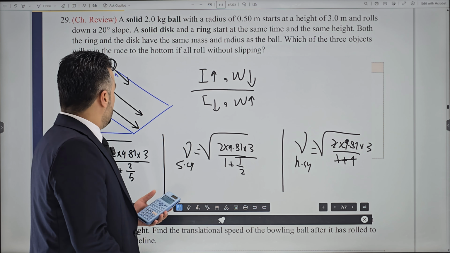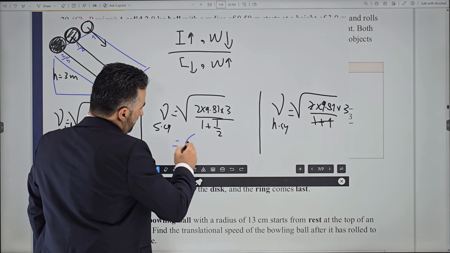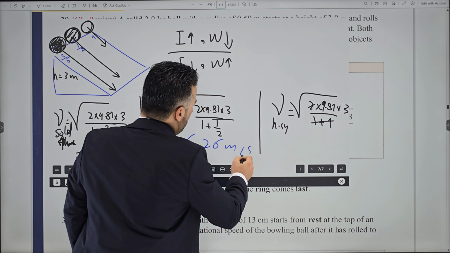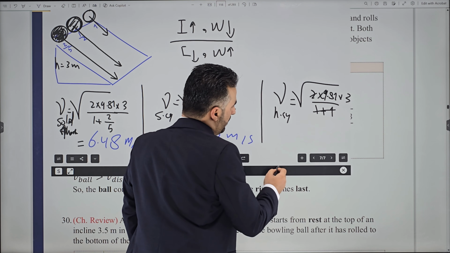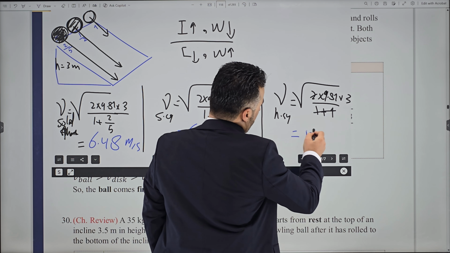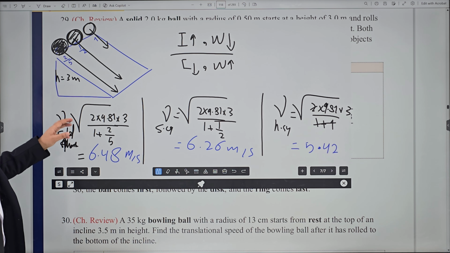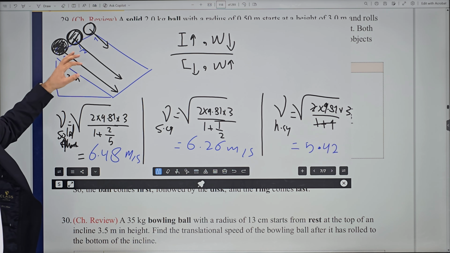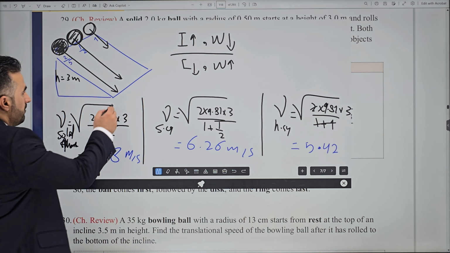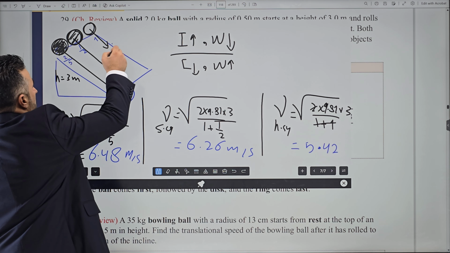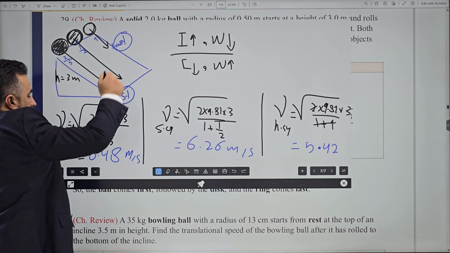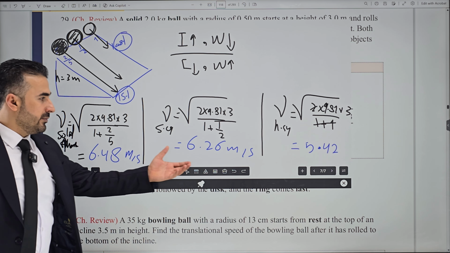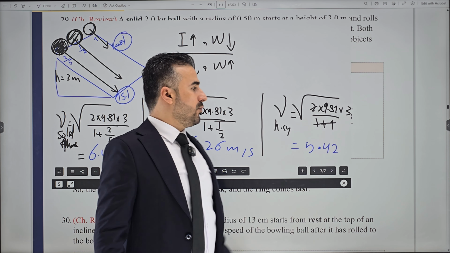What about for the next one? It is 6.26 meters per second. And then for this one, it is 5.42. So see the numbers in here. We said that the solid ball, because it has the least moment of inertia, would reach the bottom first. Okay? And this one would be the last one, or you could say the third one here. And these are the numbers to prove what we said earlier.